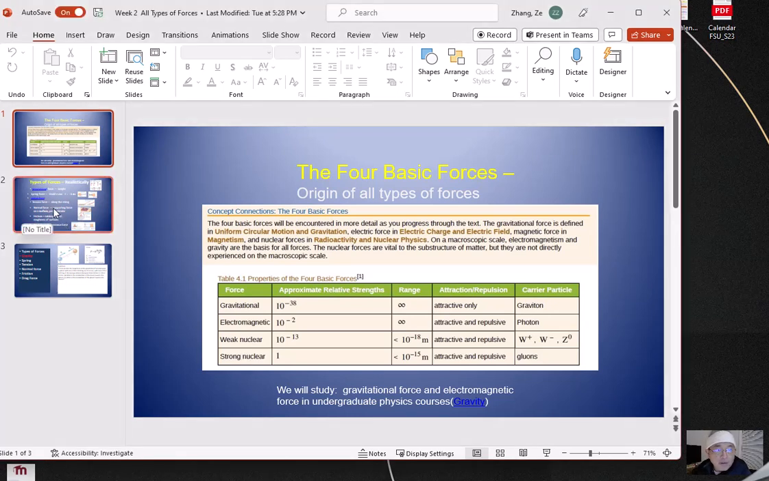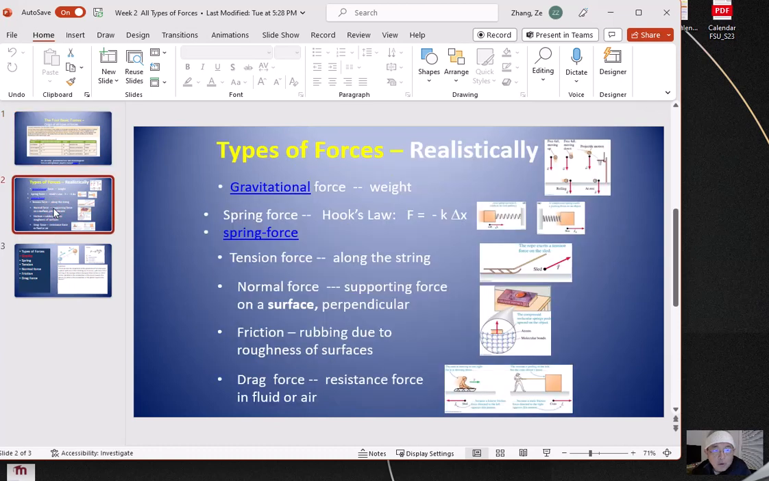Now, if you talk about force types, gravity stands alone. And there are some other forces like spring forces, Hooke's law, tension forces, normal forces, and friction forces. We will all touch on them a little bit. Now, for this lab, we focus on gravity.